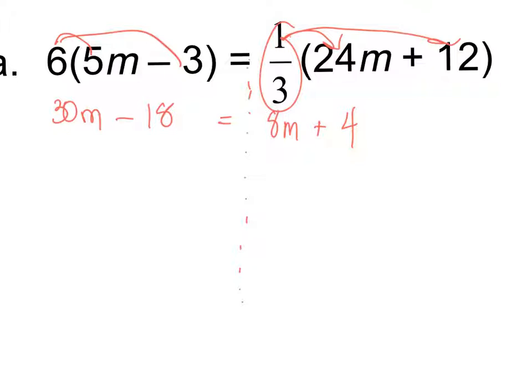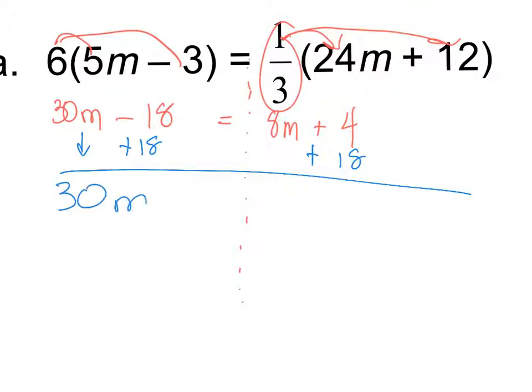From here, we have to try to get all of the variables on one side and all of the numbers, the constants, on the other. That means I want the constants, which are negative 18 and positive 4, on the same side. So I might as well bring this negative 18 over by adding him. I did minus 8m first. That's fine. Either way you're going to get the same thing. You're going to get 30m, this goes away, equals 8m, he's still there, plus 22.